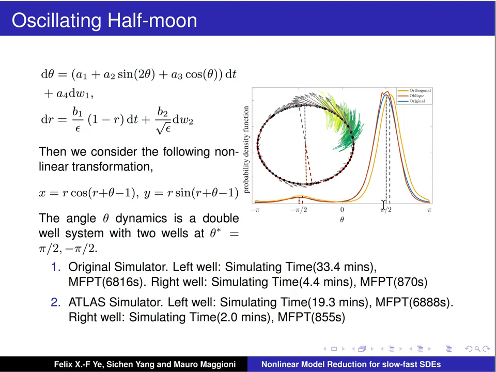However, if you take orthogonal projections, it turns out the peak is not on the pi over 2. It will be shifted by a little bit. So this is very, very interesting and shows the importance of non-orthogonal projections. If you don't take the projection right, you won't get the right dynamics.